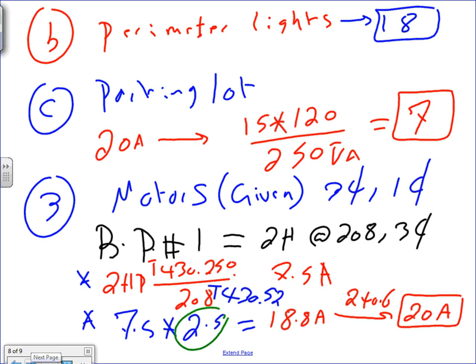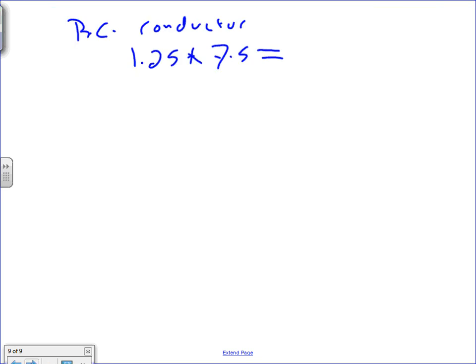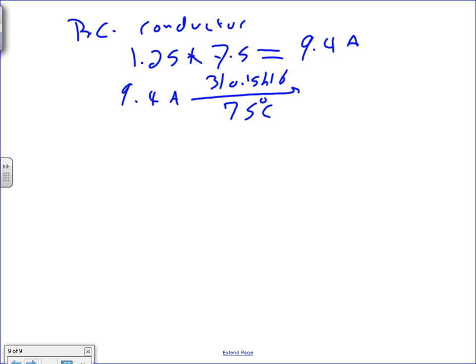All right, let's do the conductors. Nick, did you have a calculator handy? 1.25 times 7.5. Chris? 1.25 times 7.5 equals 9.4 amps. 9.4 amps, take it to 310.15(B)(16), under the 75 degree column. You're going to end up with number 14 conductors, three phase.